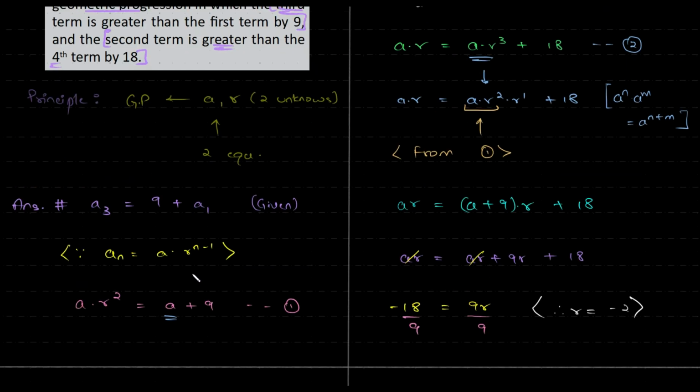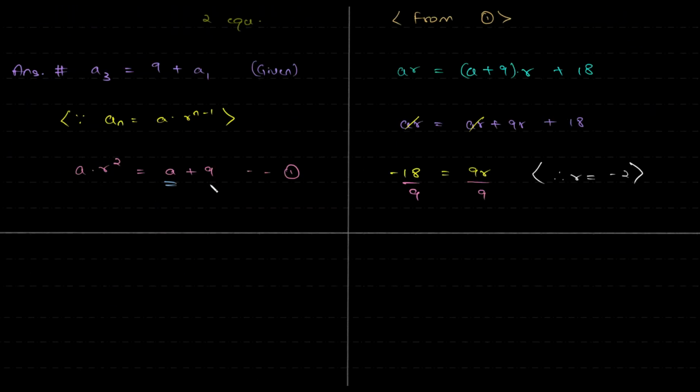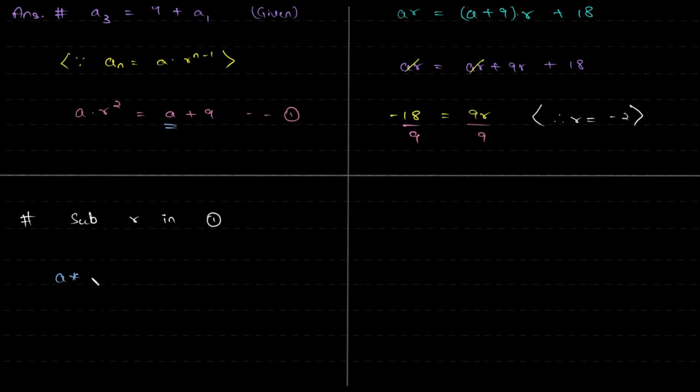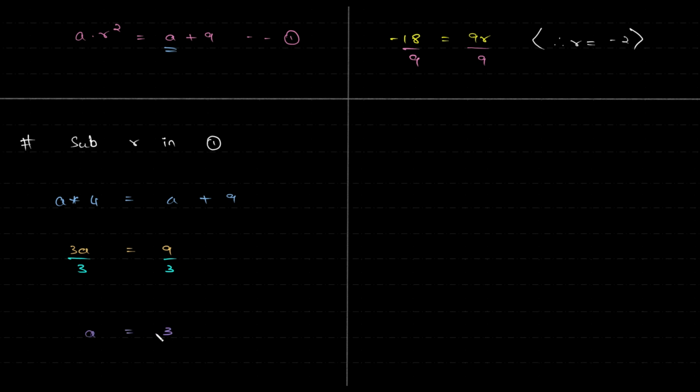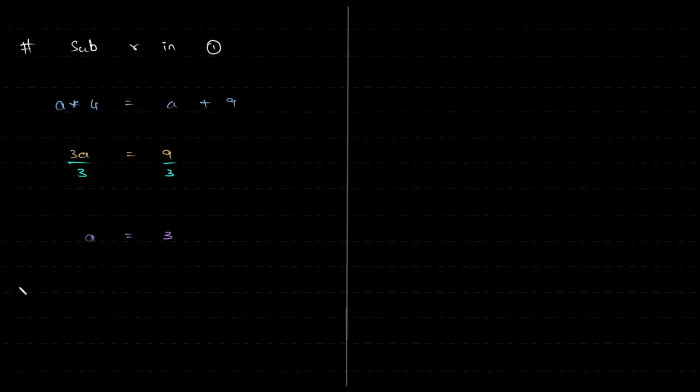And finding a will not be difficult. Let's make use of, I think this is good enough, substituting r in 1. So we end up with a into 4 is equal to a plus 9. A bit of rearranging. If I transpose this, this will be 3a is equal to 9, right? And then dividing 3 on both sides, what do I end up with? a is equal to 3.